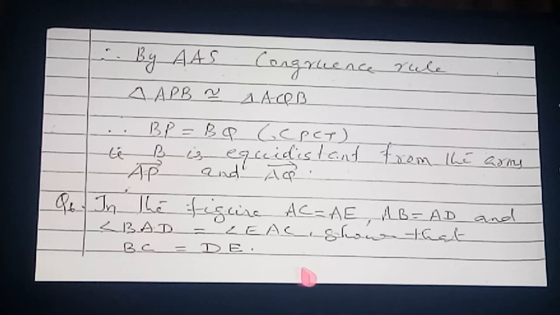Now move to the next question, question number 6. In the figure, AC equal to AE and AB equal to AD, angle BAD is equal to angle EAC. It is just like the previous sums, not so easy. Some points are given: AC and AE are equal, AB and AD are equal, BAD is equal to EAC. Show that BC is equal to DE.